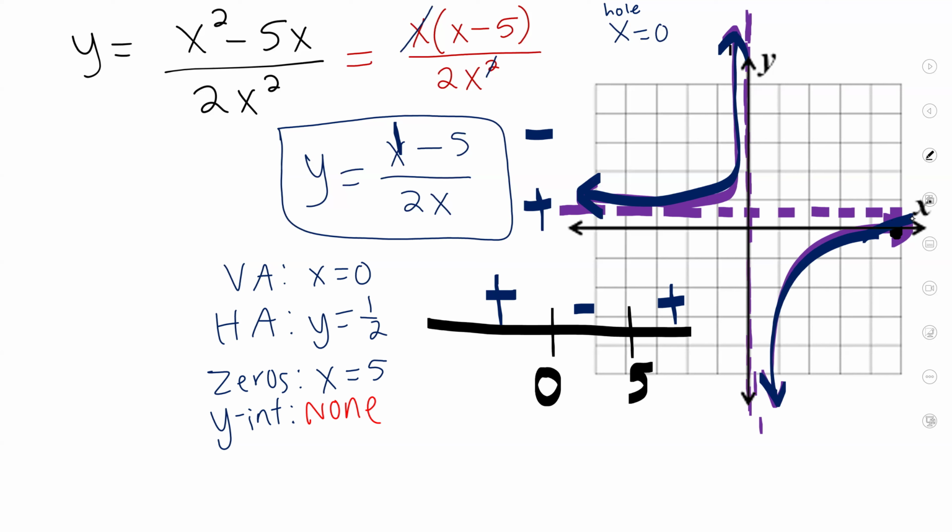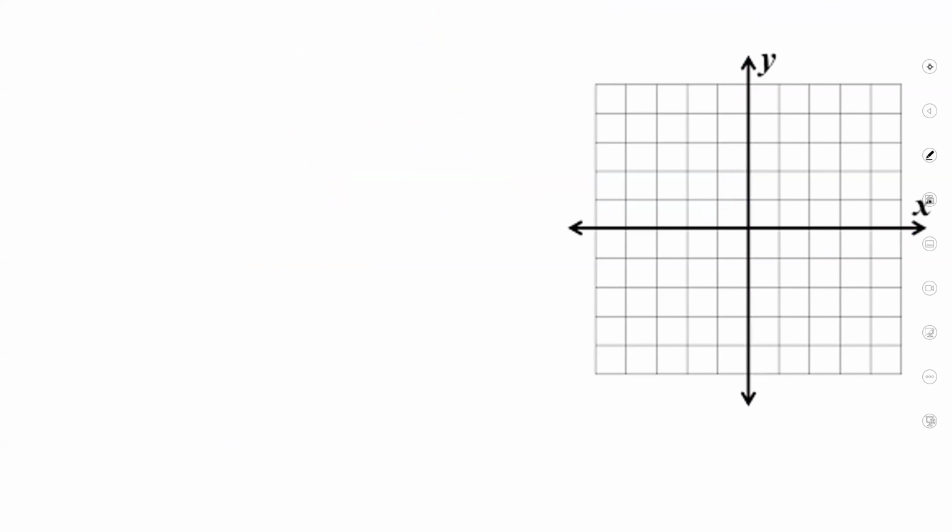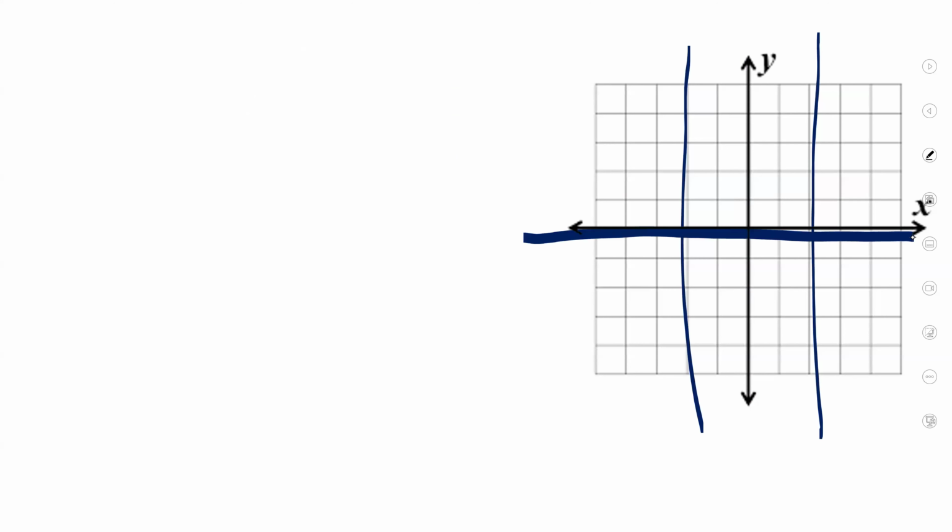Still positive though. So when can you cross the horizontal asymptote? When there's a point? You'll probably cross the horizontal asymptote when you have something like this. These are your vertical asymptotes, and this is like your horizontal asymptote, and you have a point like here. It'll probably look like that, and that's a case where you would cross the horizontal asymptote. You won't really know until you do the intervals and see.